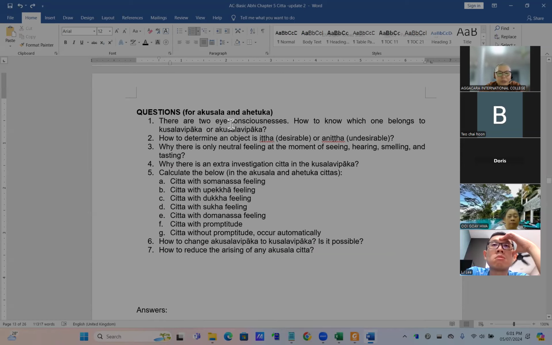Now, question number 1: there are two eye consciousnesses. How do we know which belongs to the kusala vipaka and which to the akusala vipaka? All right, does anybody want to try to answer before I show you my answer?